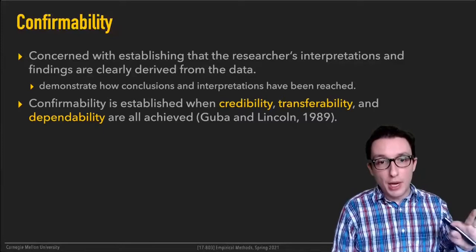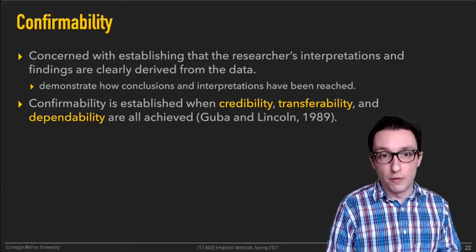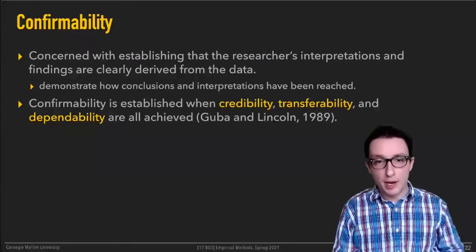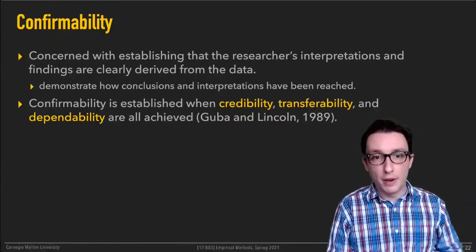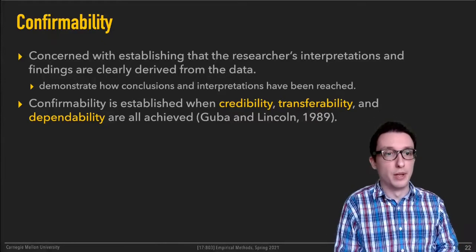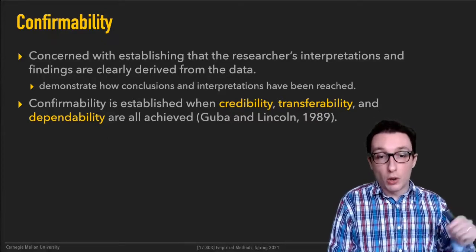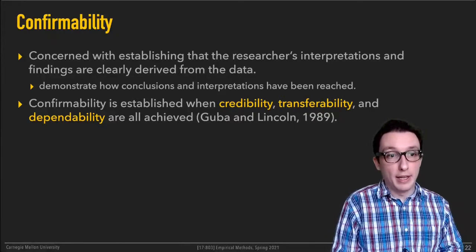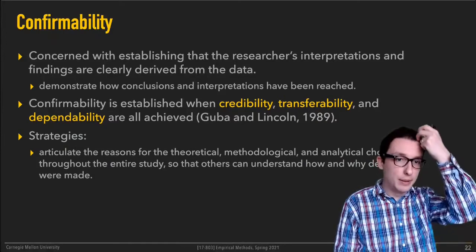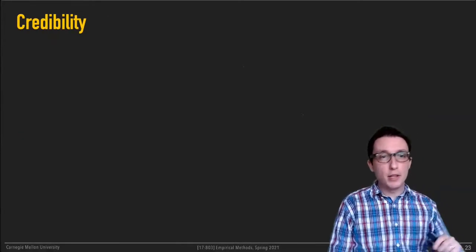And there are three elements of confirmability to keep in mind as you're doing this. And this goes back a long way. It's a very famous paper that introduced this notion. They are credibility, transferability, and dependability. So let's look at what those mean.